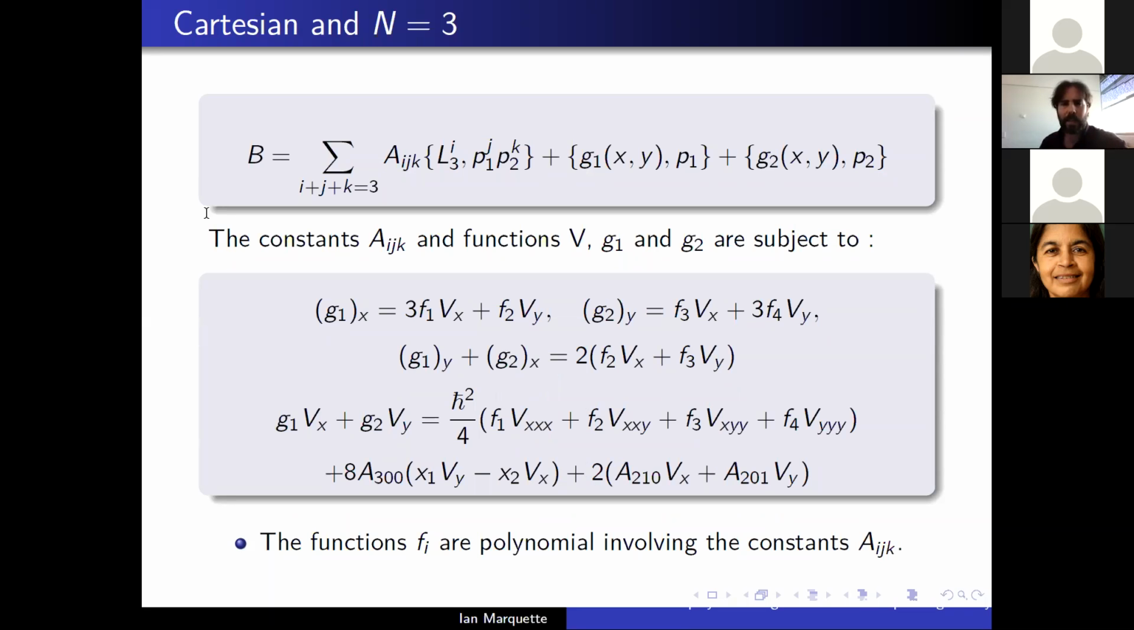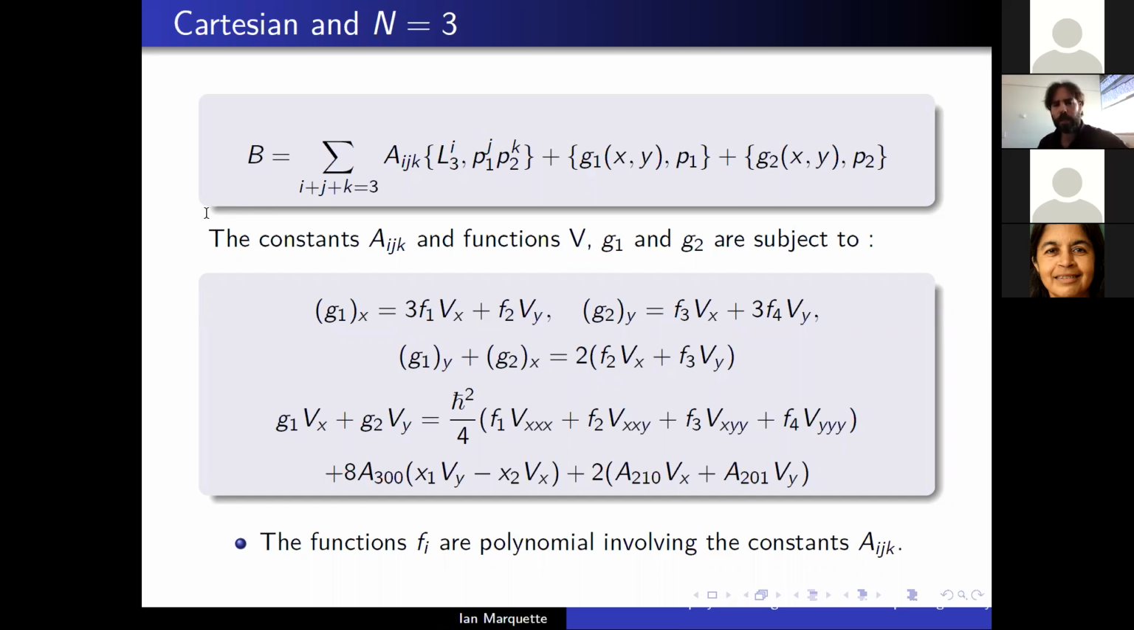So this is the integral B. The leading term depends on these parameters A, B, C, D. L3 is the angular momentum. P1 and P2 can be thought of in quantum mechanics as defined by minus i h bar del x1 and minus i h bar del x2. And you have arbitrary functions G1 and G2. You can get rid of the second order terms because this is Hermitian, and so there is some transformation that can be done to obtain this form.